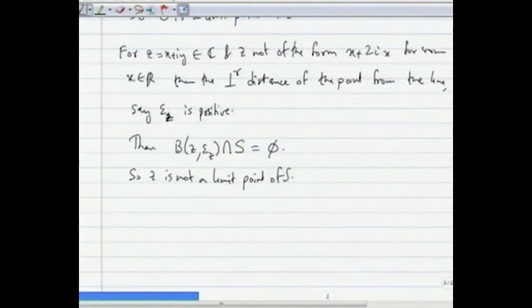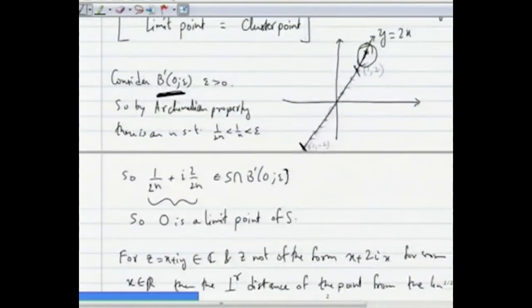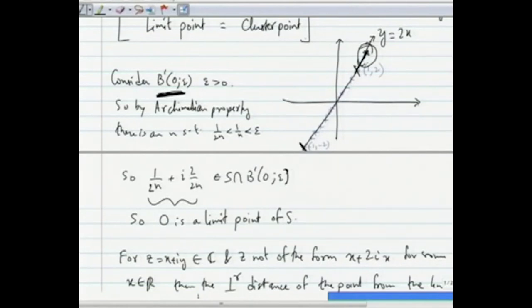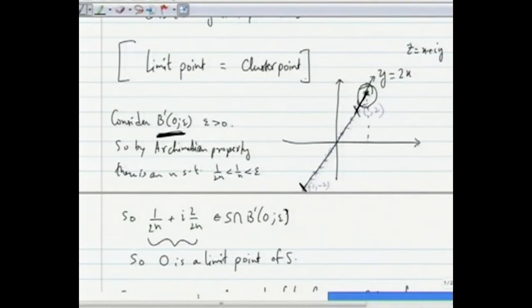So, to make it concrete, if z is of the form z = x + 2ix, x belongs to R, x greater than 1 or x strictly less than -1, of course, then what you can do is take epsilon z equals the modulus of x minus 1. So, what we are doing is calculating the distance. You are taking this x plus i y, projecting it onto the x axis, and then we are taking 1 or -1, and we are taking the modulus of x minus that.